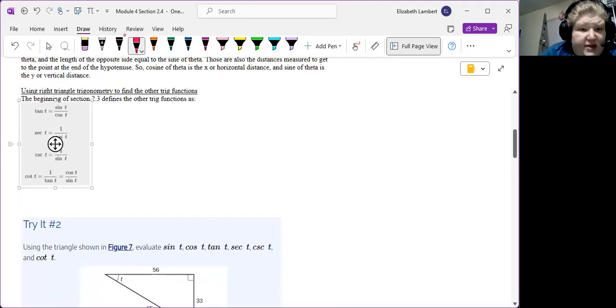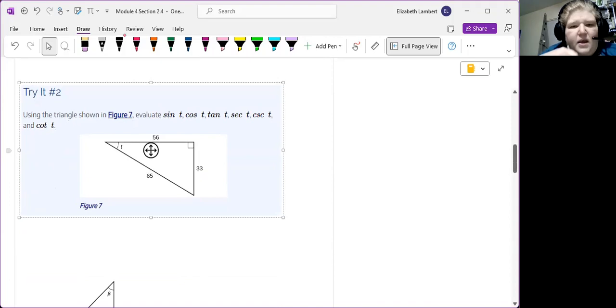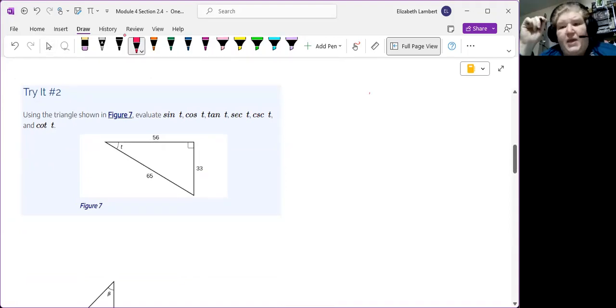And then we also have here 2.3 defines the other trig functions. So I just put a copy here so it's easy to see. All right, so we've got a few practice problems and then we have some word problems. Here I have a triangle. My angle is labeled T, and I'm asked to evaluate sine, cosine, tangent, secant, cosecant, and cotangent of T. If you look at this T though, the hypotenuse is not 1, it's 65, so we need to do this as the ratios.